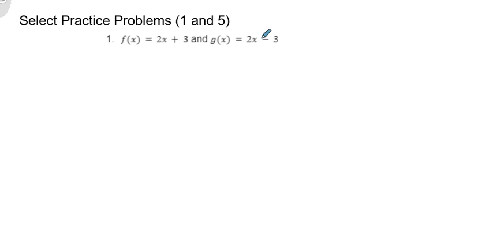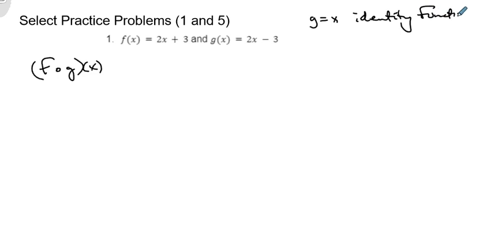So we've got two functions, f of x and g of x. The test is that we start with finding f of g of x, that composition, and see if we get the identity function, which is basically y equals x. All right, so let's try it. g of x is 2x minus 3.